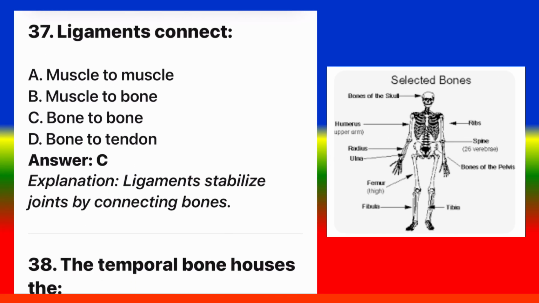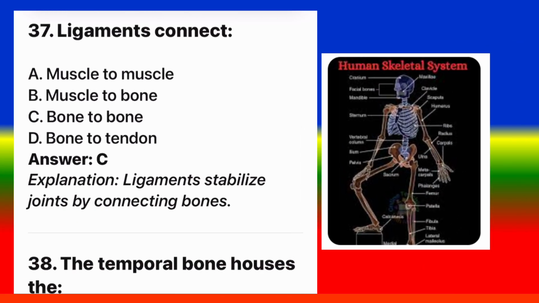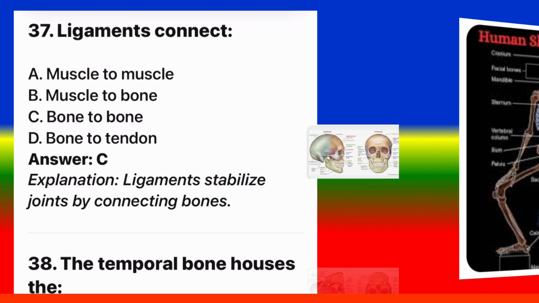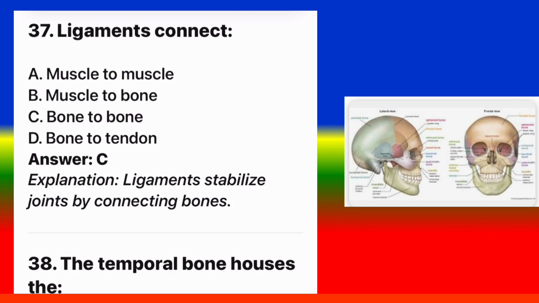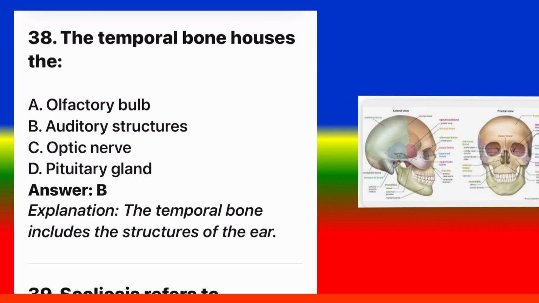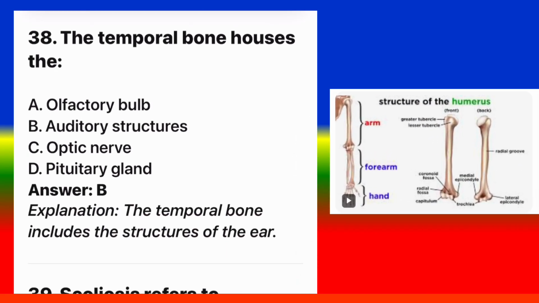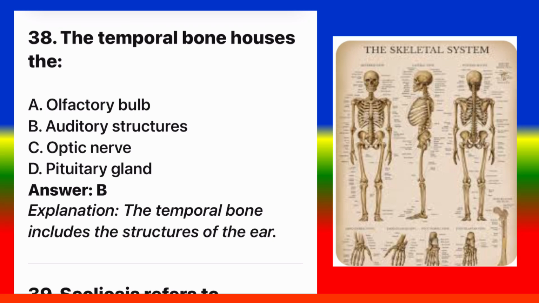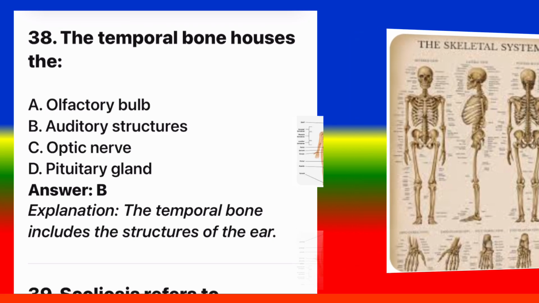37. Ligaments connect: A. Muscle to muscle, B. Muscle to bone, C. Bone to bone, D. Bone to tendon. Answer C. Explanation. Ligaments stabilize joints by connecting bones. 38. The temporal bone houses the: A. Olfactory bulb, B. Auditory structure, C. Optic nerve, D. Pituitary gland. Answer B. Explanation. The temporal bone includes the structures of the ear.